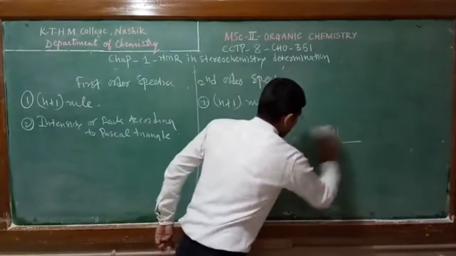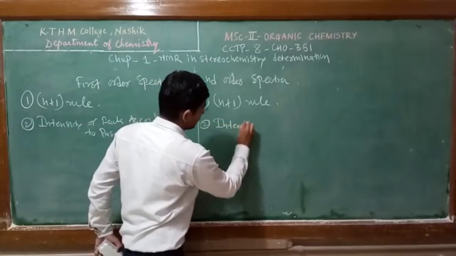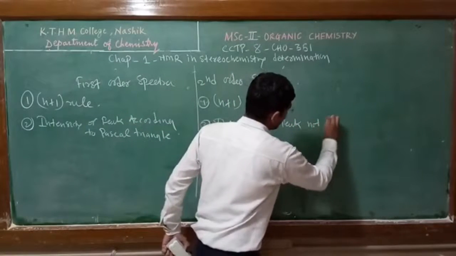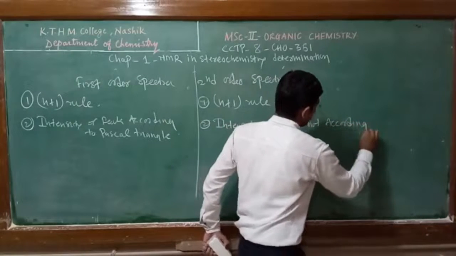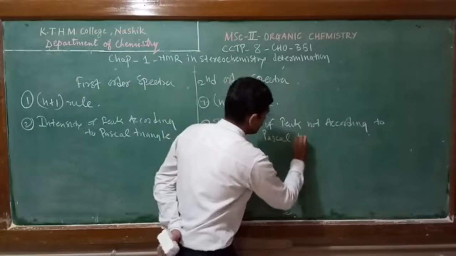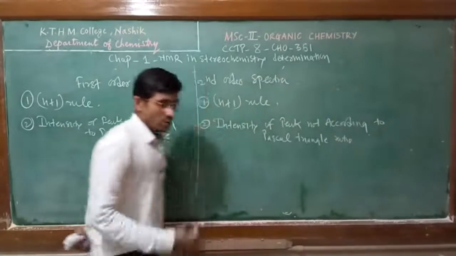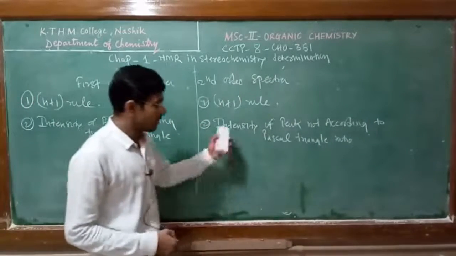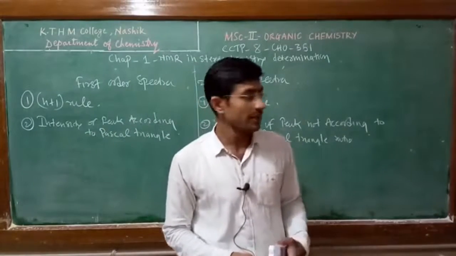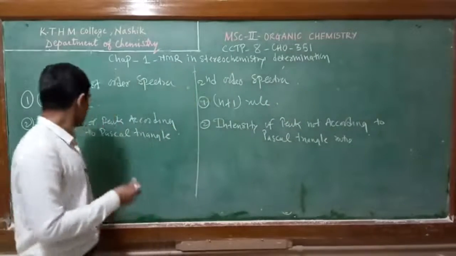In second order spectra, the intensity of the peaks is not according to the Pascal triangle ratio. In second order spectra, when you get multiplets like doublets, triplets, pentets, they do not follow the Pascal triangle ratio. This is the second difference.